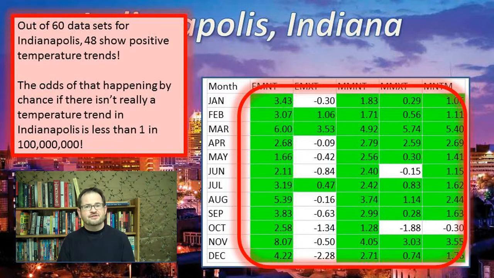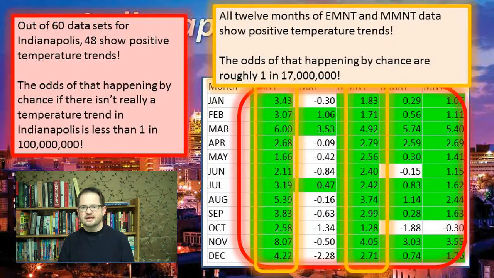Remember, if there isn't really a temperature trend here, we would expect that the value of B would be positive half the time and negative half the time. But that's not what we're seeing. For example, 12 out of 12 months of the year show a positive trend in extreme and mean minimum temperatures in Indianapolis. That's extremely unlikely. The odds of that happening by chance are about 0.02% as it happens.